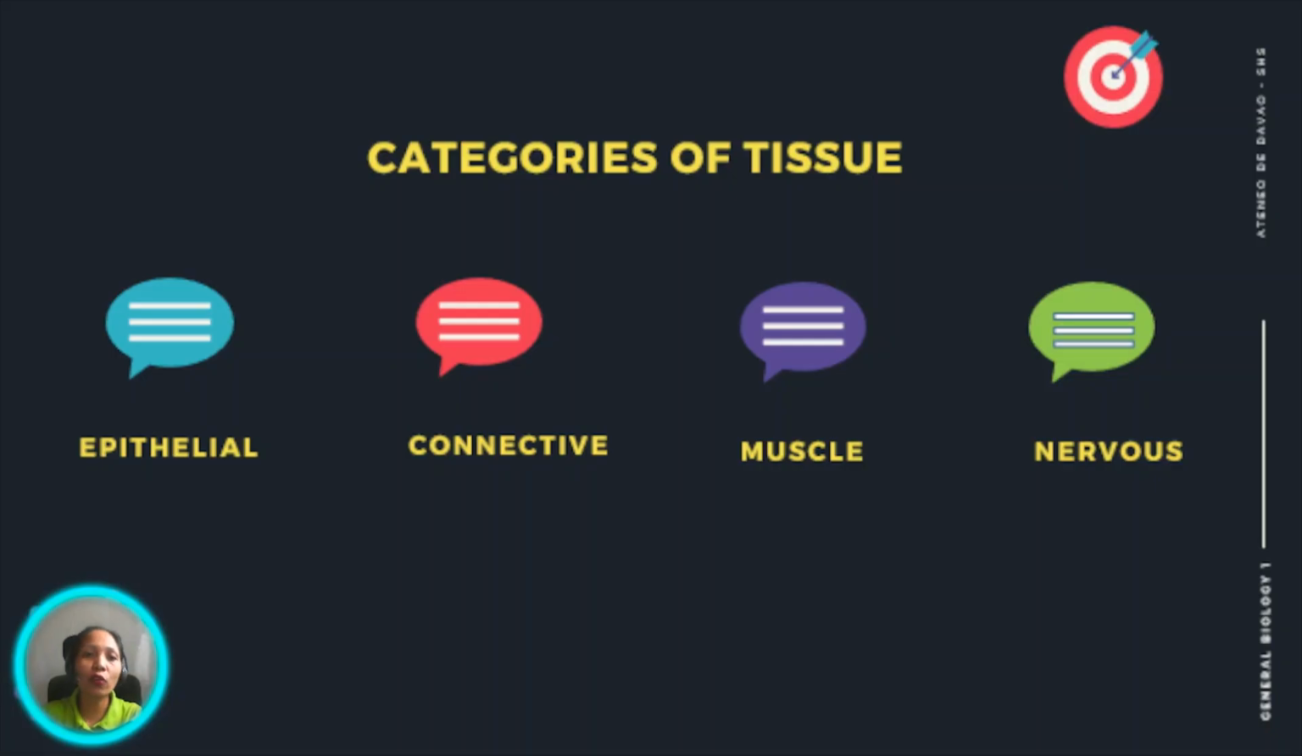Animal tissues fall into four broad categories. We have the epithelial, connective, muscle, and nervous. Animal tissues consist of cells within an extracellular matrix of water, dissolved substances, and usually protein fibers.